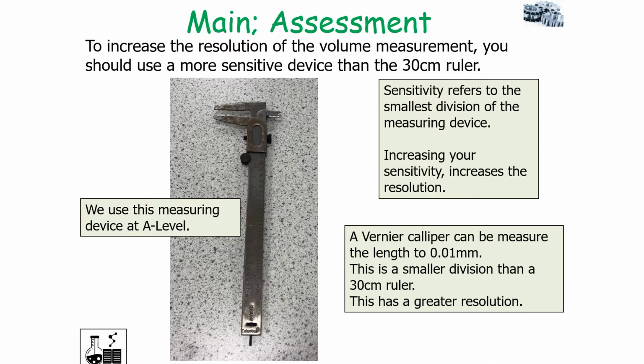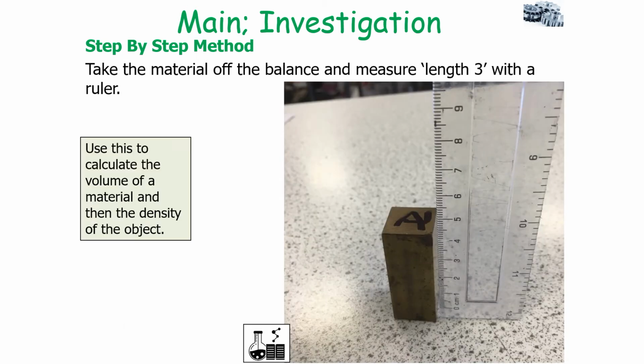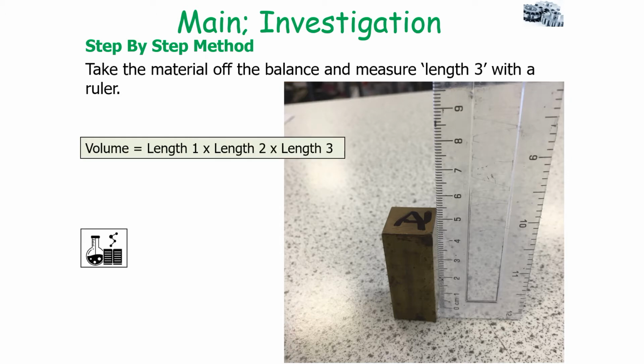And it's the same also for a vernier caliper, another measuring device you can use to calculate the length of a particular dimension. Now always ensure as well that you align your ruler so the scale is starting on the edge of the material as shown here, and then you can use that to calculate the volume of the material and then the density of the object.